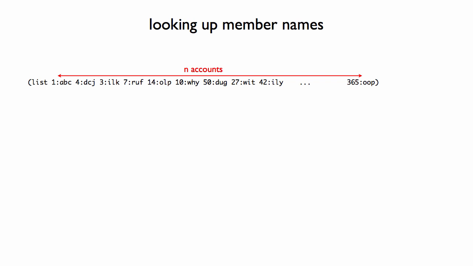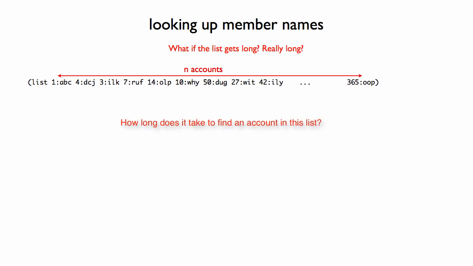Now let me ask you a question. Suppose we have a list like that of accounts, and suppose the list is long, really long. And I don't mean 365 long, maybe I mean 365,000 long, or I'll just call it N for now. The question I want to ask you is, how long does it take to find an account in that list?